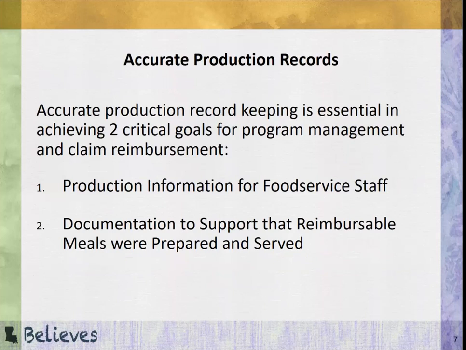Accurate production record keeping is essential in achieving two critical goals for program management and claim reimbursement. First, it provides food service staff with valuable information, including what specific foods and recipes to use, what quantities to prepare, and serving sizes for each menu item. It enables staff to document required information about the meals, such as actual quantities prepared, total meals served, and the number of reimbursable meals. In addition, this information may be used as an inventory withdrawal form to show what food inventory was used to prepare meals. Inventory records are a required part of managing the child nutrition program and is a distinct and separate training topic.